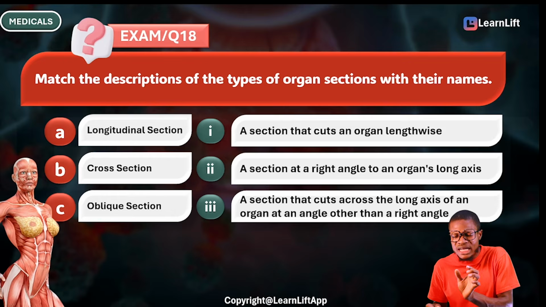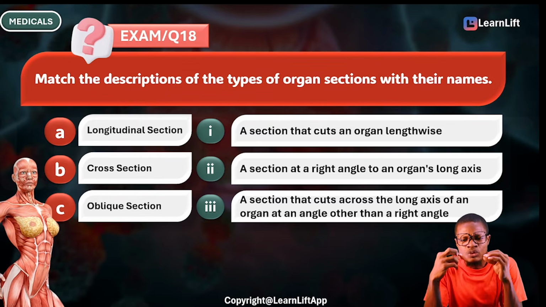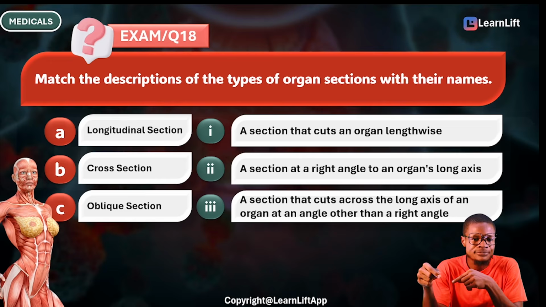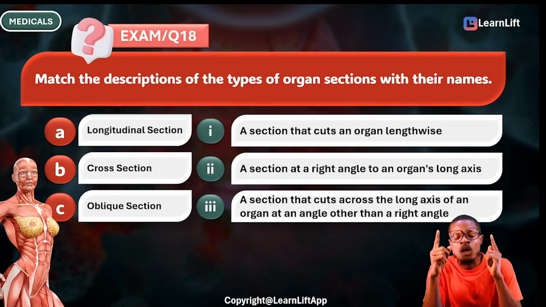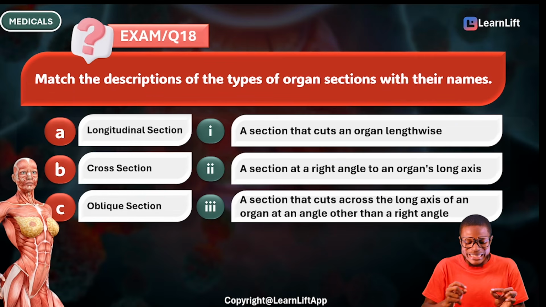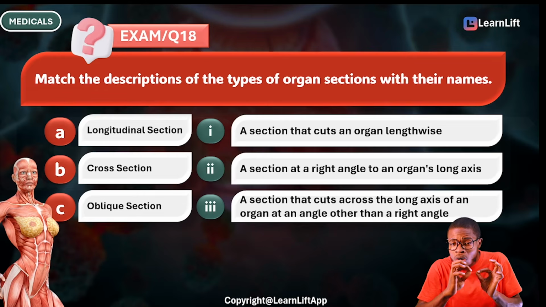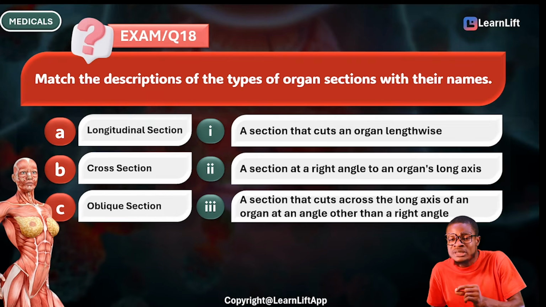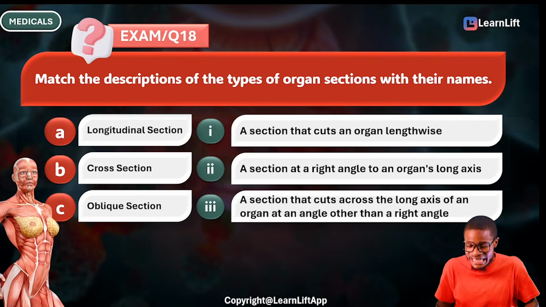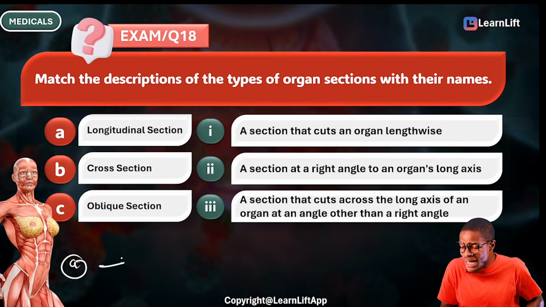Longitudinal section. Okay, let's go through the whole of the options. The first one says a section that cuts an organ lengthwise. Two says a section at right angle to the organ's long axis. Three says a section that cuts across the long axis of an organ at an angle other than the right angle. Now, when you hear longitudinal section, it is the long section. The one that is the longest is the longitudinal. That means a section that cuts an organ lengthwise, it will run through the entire length. That means A is going to match with 1.